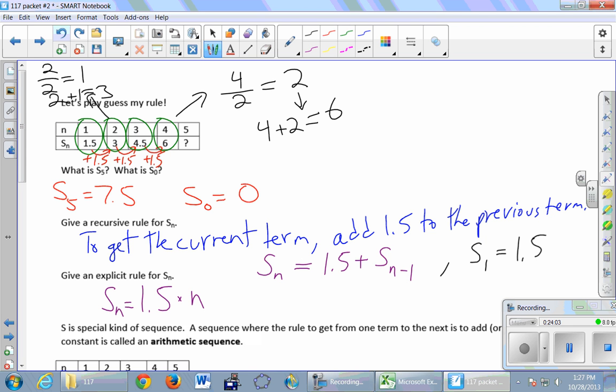Okay. So I'll say this again. To get the recursive rule, you're looking left and right. How do you get from 1.5 to 3, from 3 to 4.5, from 4.5 to 6? That's the recursive idea when you look at the neighbors, look at the previous term. But if you want an explicit rule, you don't get to look at the previous terms at all. You need to just go from the top row to the bottom row and come up with some formula.